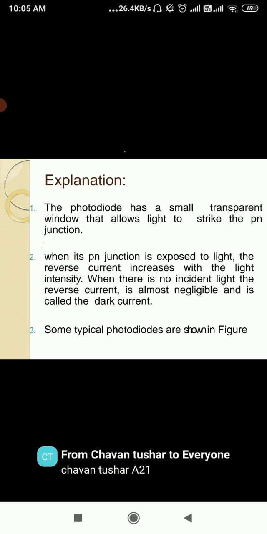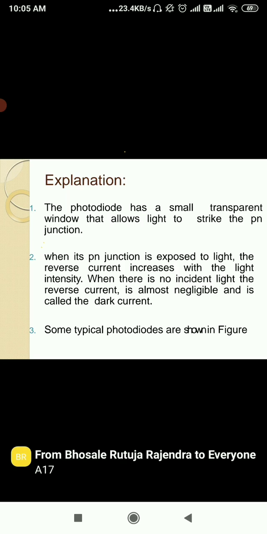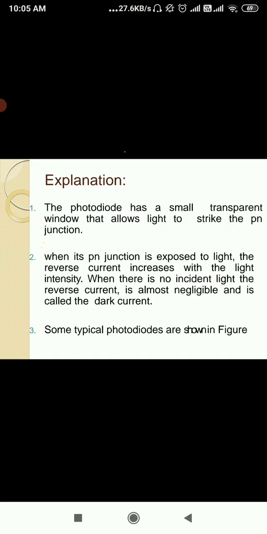It is negligible, and as it has a very low value, we call it dark current. क्योंकि हम वहां पे कोई भी लाइट नहीं दे रहे हैं, फिर भी वहां पे थोड़ा सा करंट फ्लो हो रहा है. Can anyone tell me, dark current will be because of majority carriers or minority carriers? Anyone from you? I am asking. Dark current will be because of majority or minority or both of them.